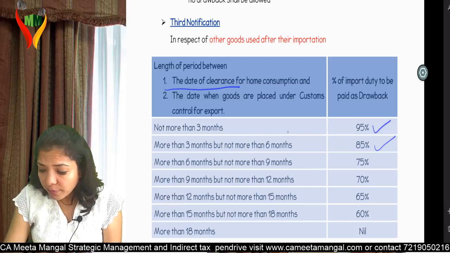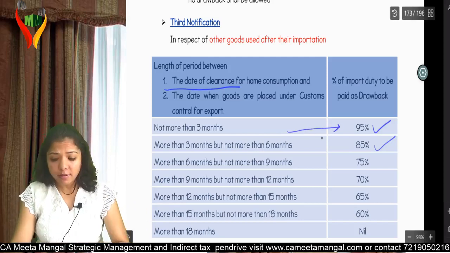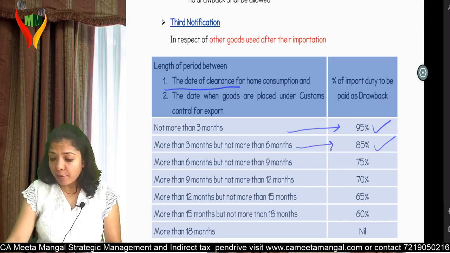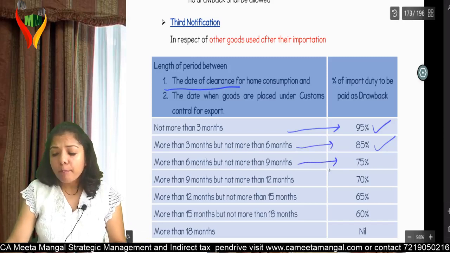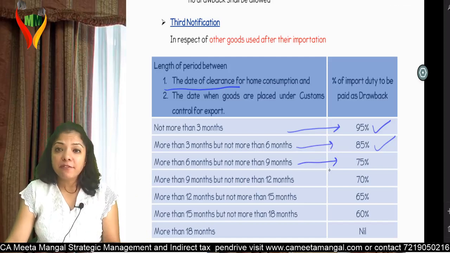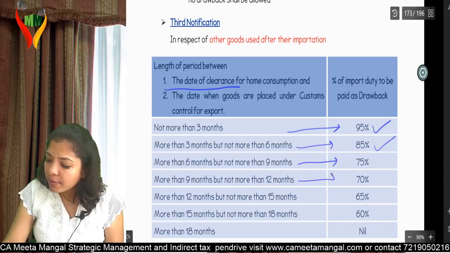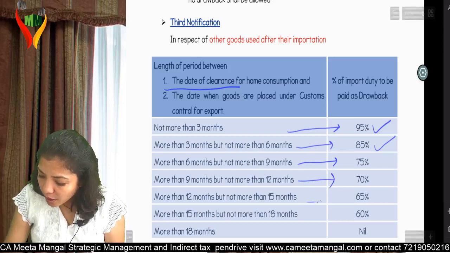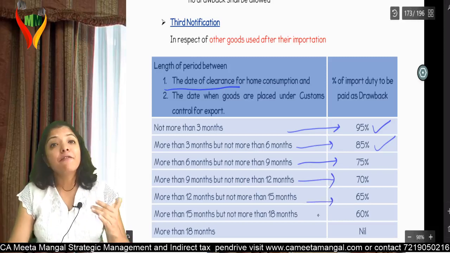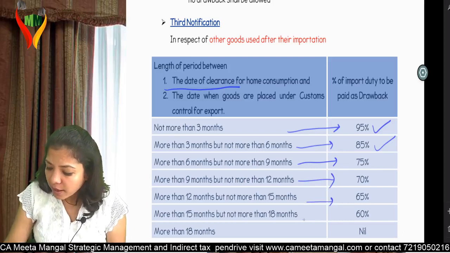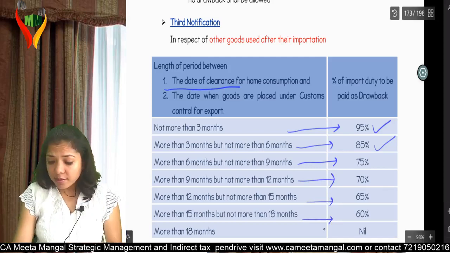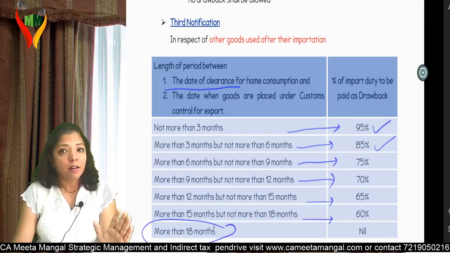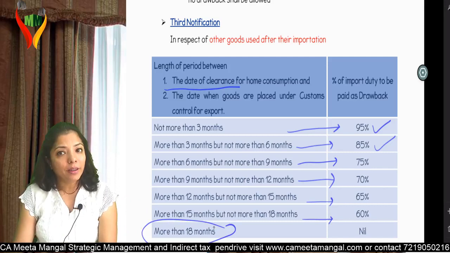If it is up to 3 months, 95%. If it is more than 3 months but up to 6 months, 85%. More than 6 months but up to 9 months, 75%. More than 9 months up to 12 months, 70%. More than 12 months up to 15 months, 65%. More than 15 months up to 18 months, 60%. If it's more than 18 months, that means more than 1.5 years, forget it, no drawback allowed.